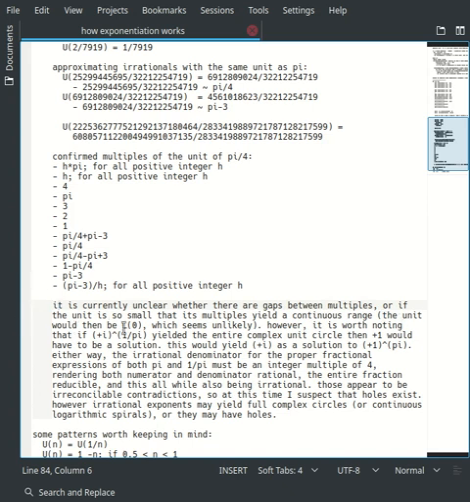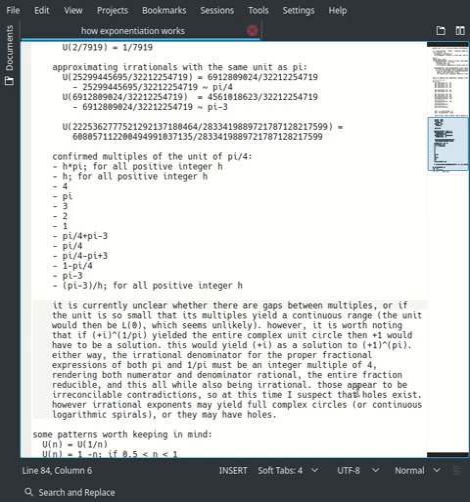The unit would then be L naught, which seems unlikely. I don't think that's what's going to happen. However, it is worth noting that if positive i to the 1 on pi yielded the entire complex unit circle, then positive 1 would have to be a solution. This would yield positive i as a solution to positive i to the pi, which seems strange.